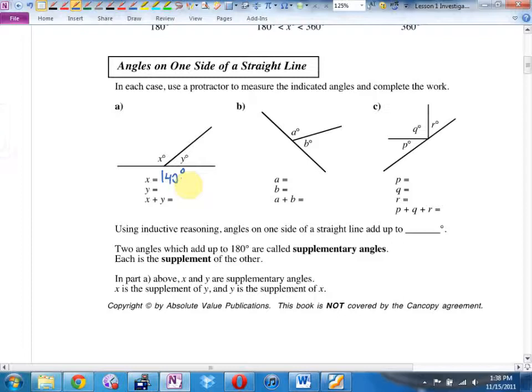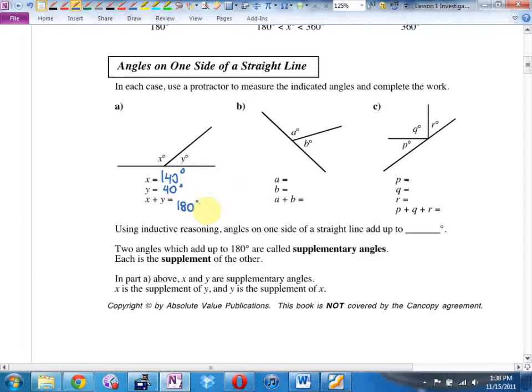Sorry? Did you measure it or did you use inductive reasoning to figure it out? Oh, you measured it and it was kind of obvious? What do angle X and angle Y add to? 180 degrees. In fact, that's the punchline, Jordan, that I want to get to.